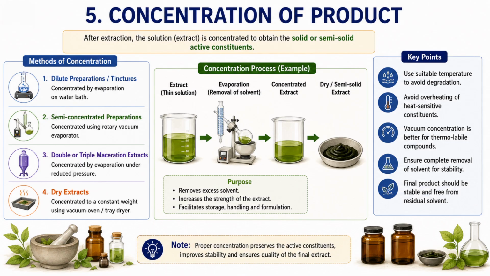So concentration of the product and conclusion. Finally the required concentration of the product affects the process selection here. Diluted preparations may be prepared using maceration or percolation. Semi-concentrated preparations may require double or triple macerations. For concentrated products, a further concentration step may be required here.